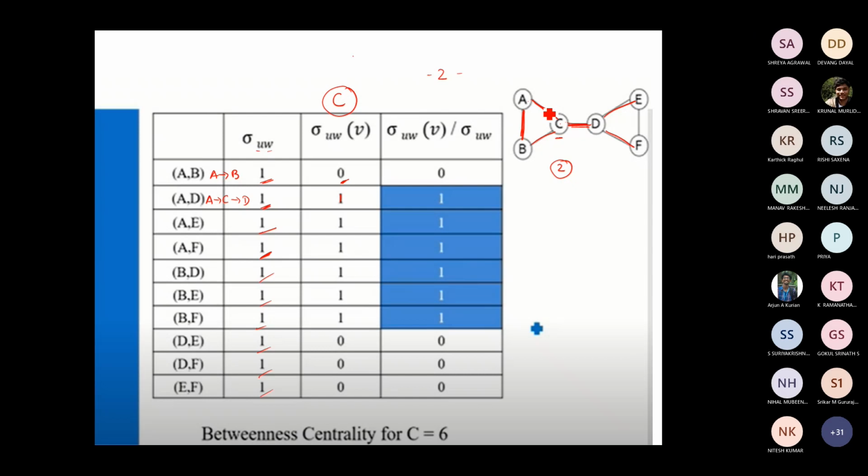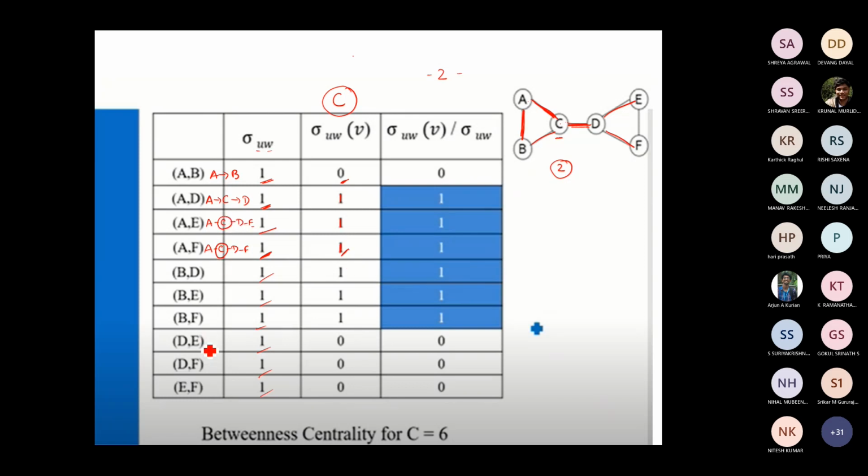Okay, A to E. So A to C, C to D, D to E. This is going to be the path. Whether it is passing through it, if so, you just put the number of paths that it is having. Okay, A to F. So in this way, A to F, A to C, C to D, D to F. Okay, the shortest path passes through C. So say it is passing through C.